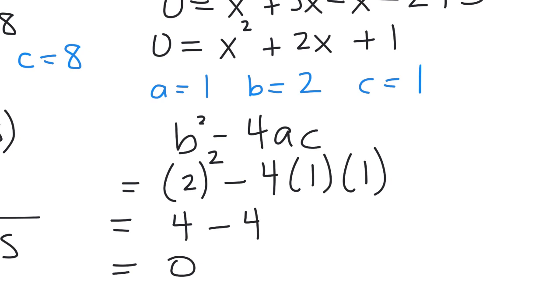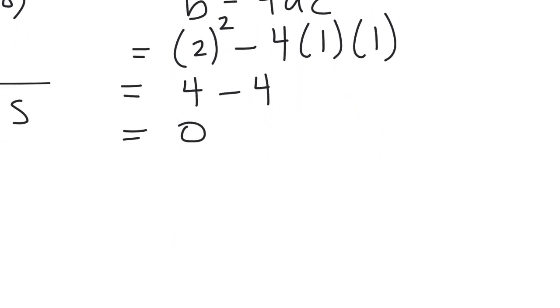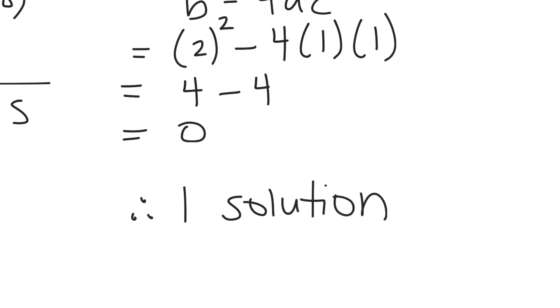So again, you're going to take your answer and check it against the three different criteria or conditions. So this time my answer is exactly 0. So according to my chart up on the top of the page, if my answer is 0, that means that I'm going to just have one possible solution. So I'm going to say, therefore, one solution.